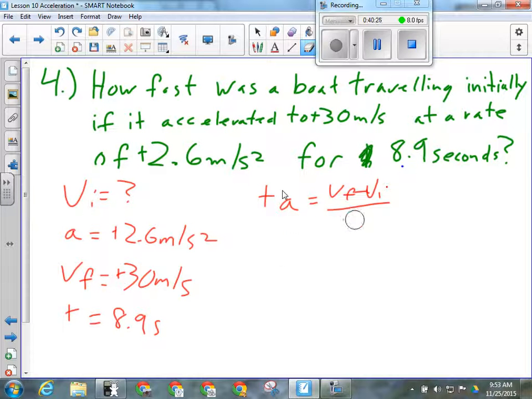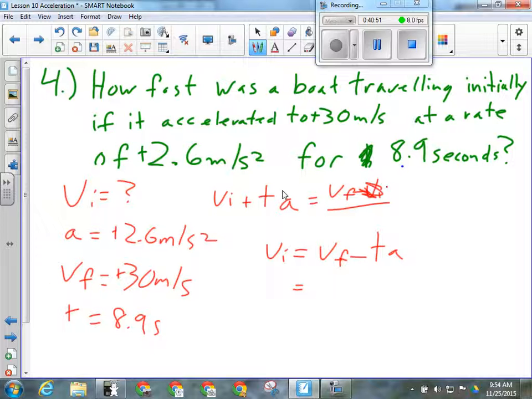So what I do instead is I add VI to both sides so that now it's positive, and then I bring T times A over here by subtracting T times A over to this side. So I end up with VI equals VF minus T times A, which is the opposite of T times A minus VF, right?